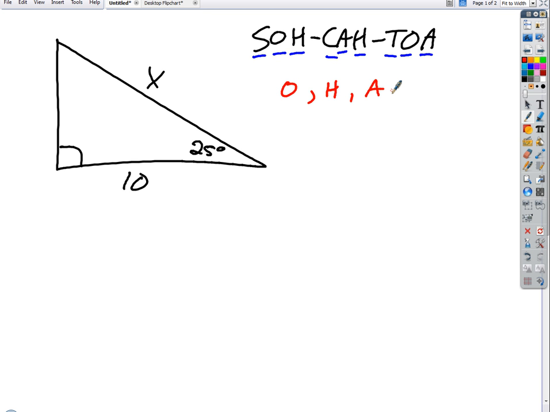Okay? That's fine. So how would he do that? Which side would this ant label as being the hypotenuse, obviously? The x. Okay? Which side would he label as being adjacent?